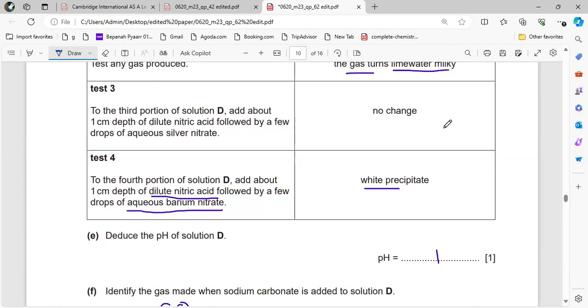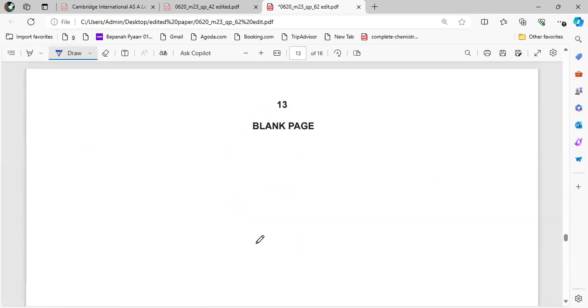To the fourth portion, they are adding nitric acid and barium nitrate. This test is for sulfur dioxide. So a white precipitate is given. Again, if we want, we can check in the qualitative analysis chart.